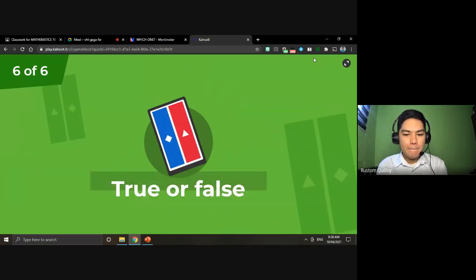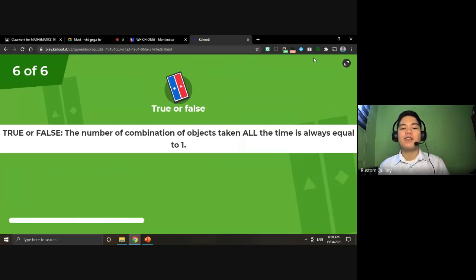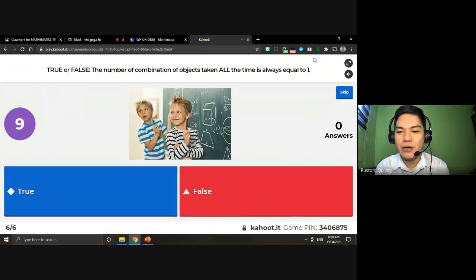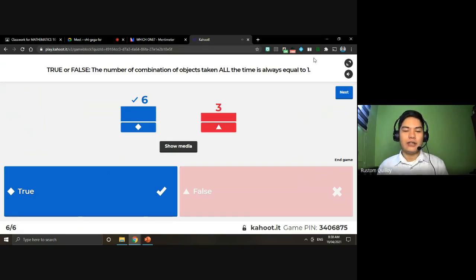Last question, true or false: the number of combinations of objects taken all the time is always equal to 1. May napasamang combination na isa. Okay, correct answer is true. Kapag po kasama lahat ng objects sa pamimilian, ay always equal to 1 po ang combination.